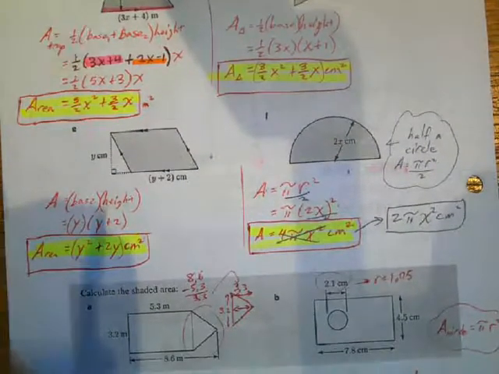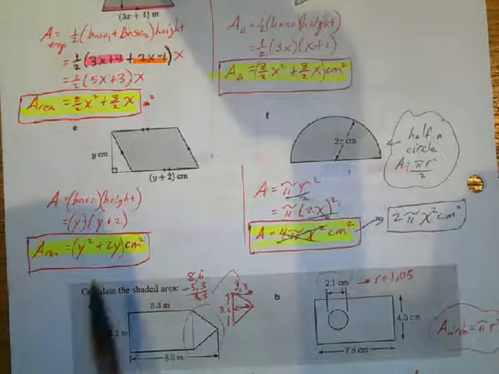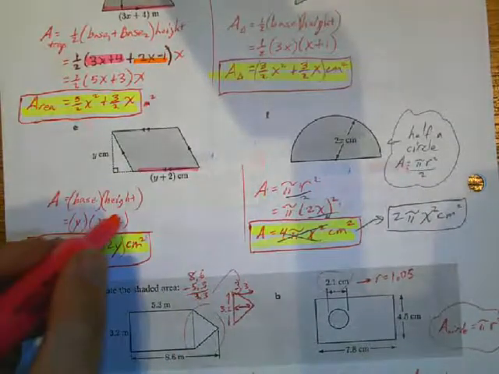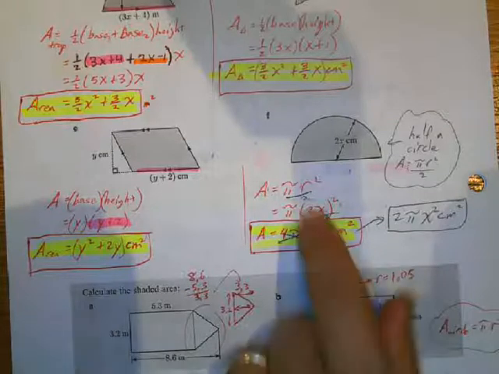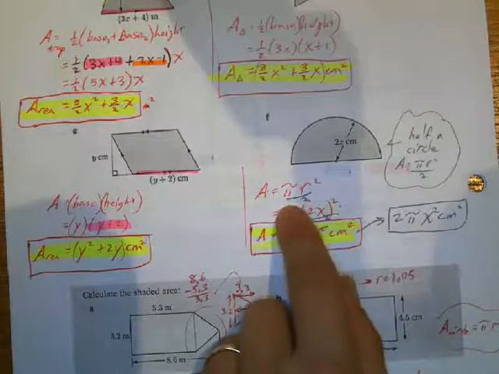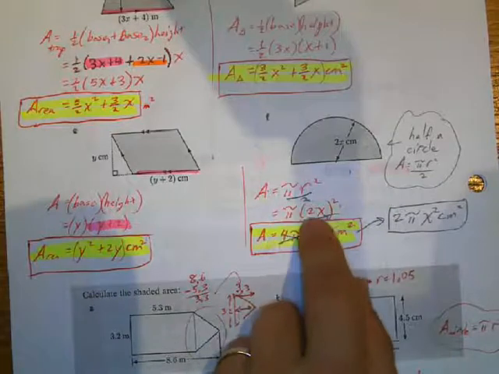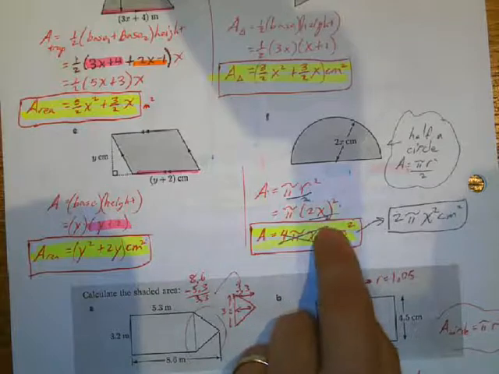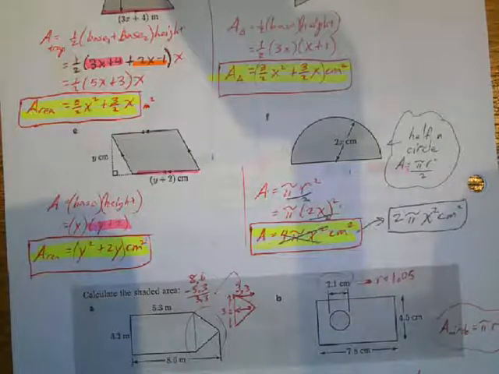Okay, next, base times height for the area of a parallelogram. Our base is y plus 2, and our height is y. And here we've got the area of a circle is pi r squared, but this is half of a circle, so we've got pi times 2x in parentheses squared, and then divided by 2 since it's half of a circle, and we end up with 2 pi x squared.